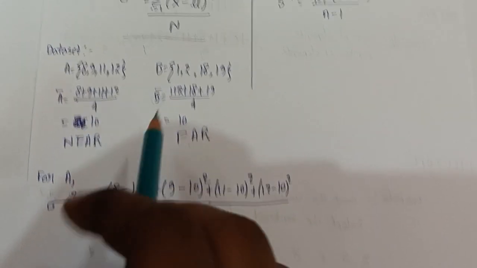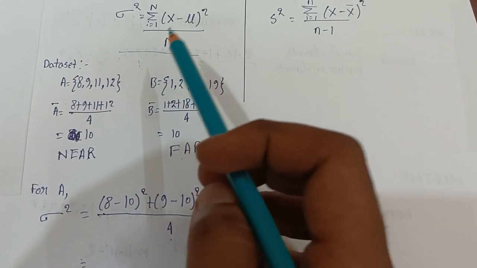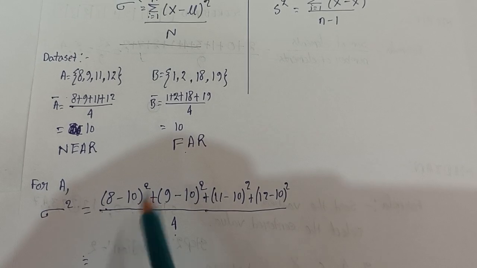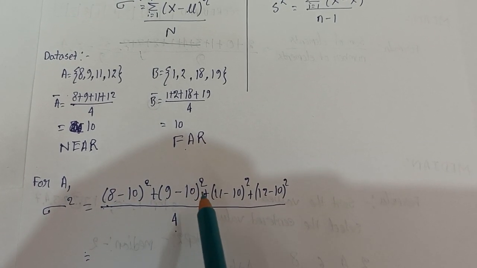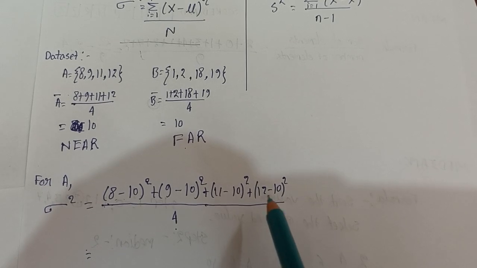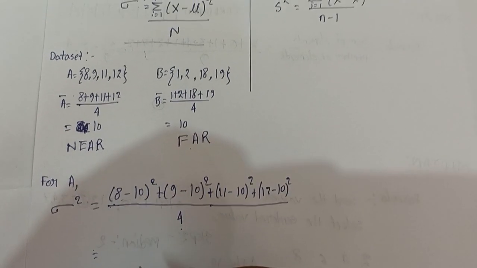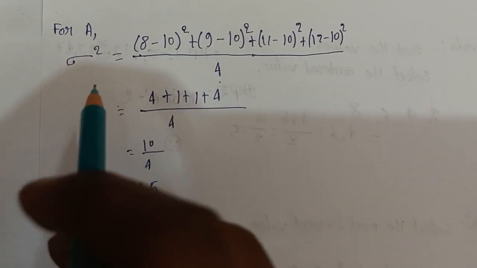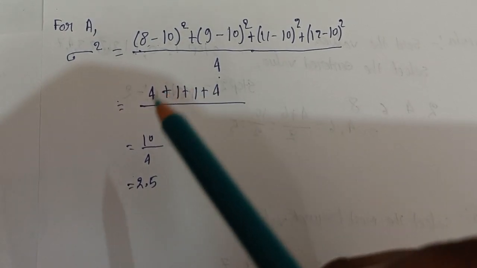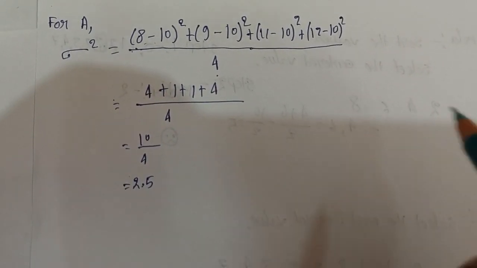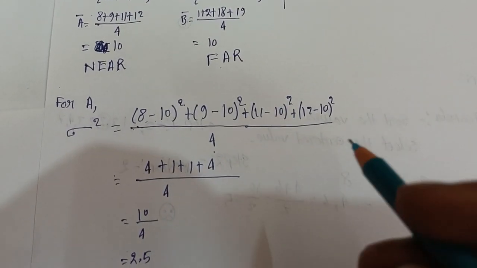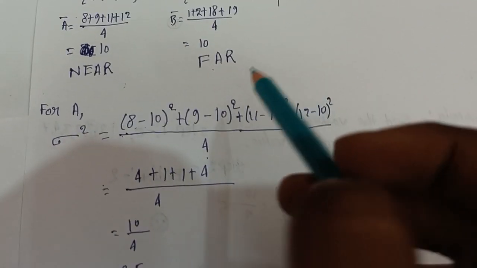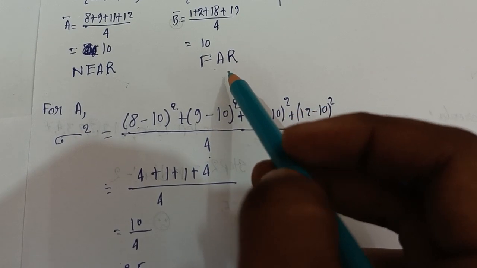And in the upper limit I mentioned that the summation will be from i equals 1 to n, that means here it will be i equals 1 to 4. Obviously there are 8 minus 10 whole square plus 9 minus 10 whole square, 11 minus 10 whole square plus 12 minus 10 whole square. Then I will calculate this, and here we have calculated our variance for dataset A as 2.5. Let's calculate the same for dataset B, and let's see that this one has less variance and this one has much more variance.